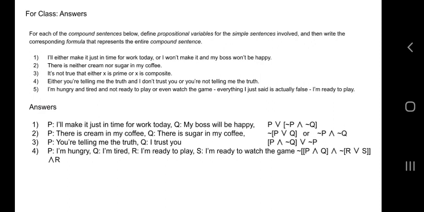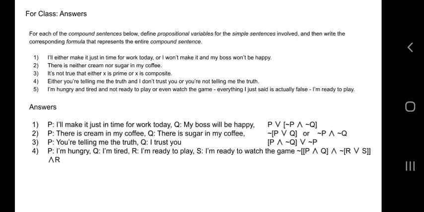Okay, number 3. It's not true that either X is... Oh, I forgot to do this one. Sorry about that. I didn't realize I forgot this one. Okay, so it's not true that either X is prime or X is composite. So the "it's not true" phrase at the beginning we associate with taking the negation of an entire formula, like taking the negation of the rest of the sentence, basically. So you could let P be X is prime and you could let Q be X is composite. So you could just say not bracket P or Q.